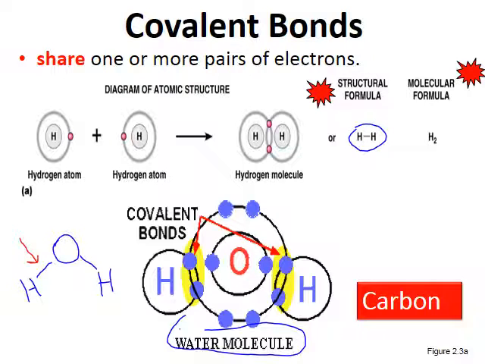So here's a covalent bond here, here's a covalent bond there, and each of these lines right here indicates that these atoms are sharing a pair of electrons. We're going to see that carbon is very, very important. It forms covalent bonds with a lot of different things. It's very, very important for life.